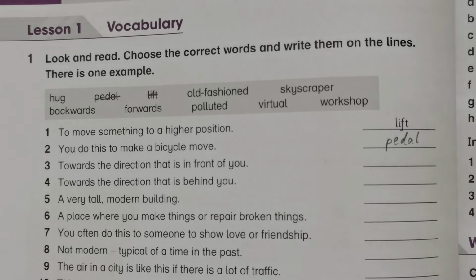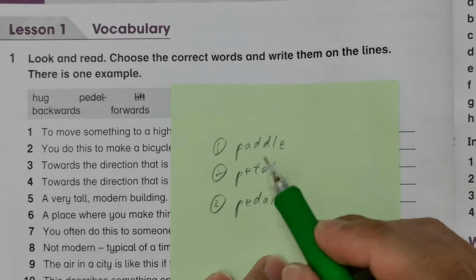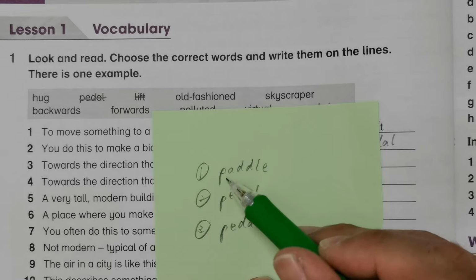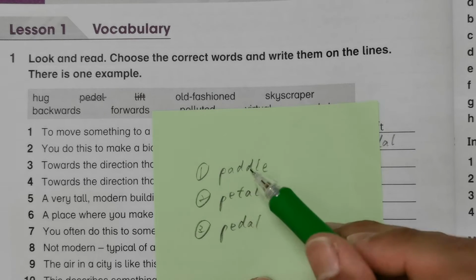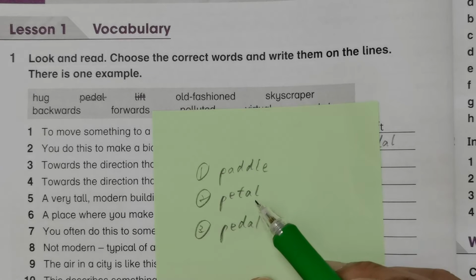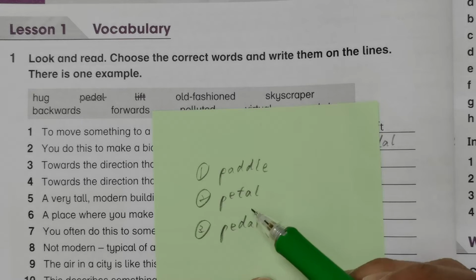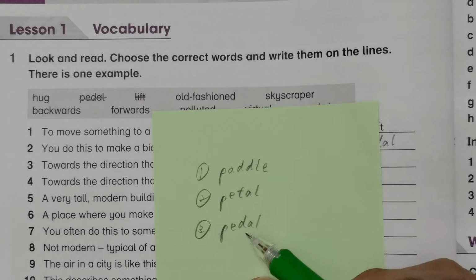If you are aware of it, don't confuse these three terms here, or three vocab here. You may have learned in the previous unit, petal. This is petal, about a flower, each of the segments of the corolla of a flower. And then the third one, pedal.